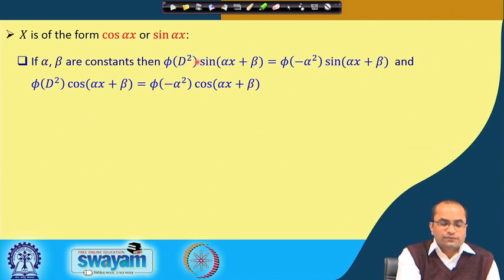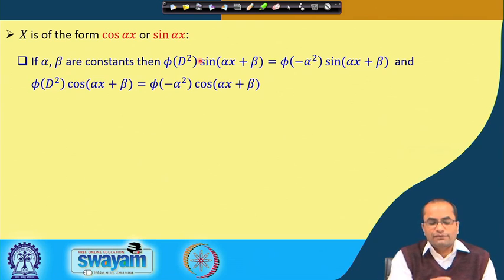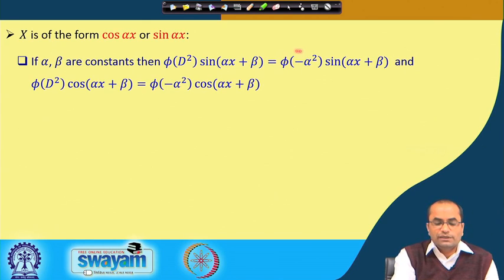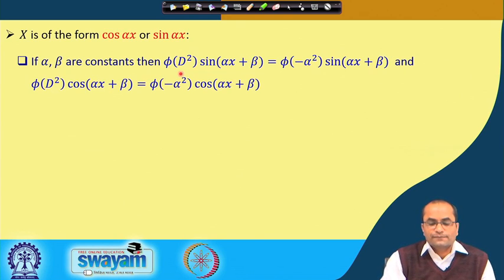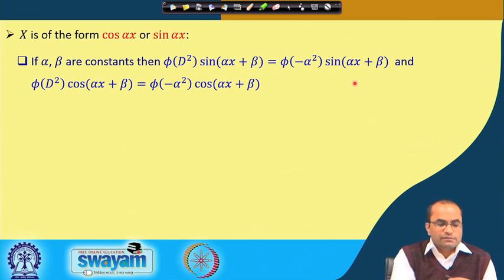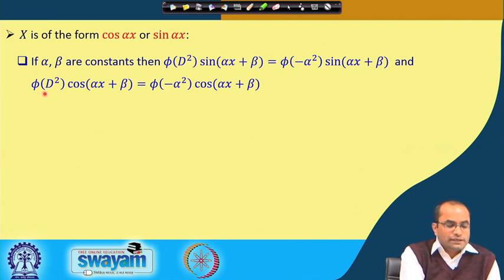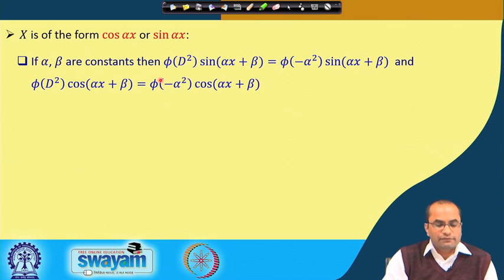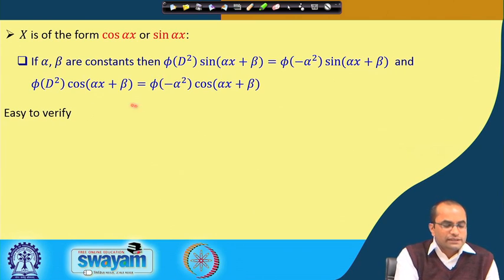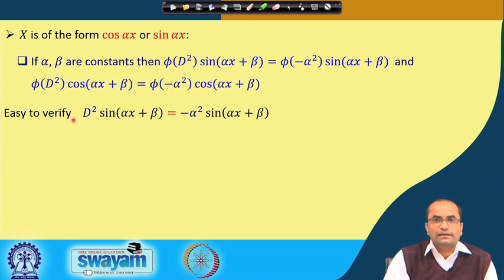Here, phi of D square, a function of D square applied on sin(alpha x plus beta), this result will be equal to phi of minus alpha square. So, D square will be replaced by minus alpha square and the sine will remain as it is, and the same result holds when we have cos(alpha x plus beta). In the case of cos as well, D square will be replaced by minus alpha square. This is very easy to verify: when we apply this operator D two times on sin alpha x, what will happen?